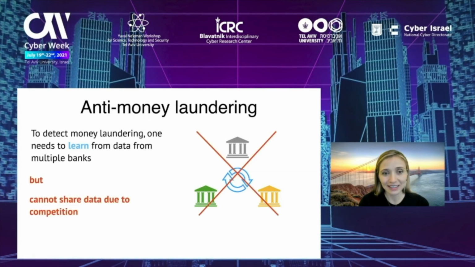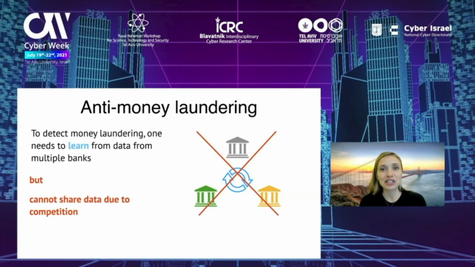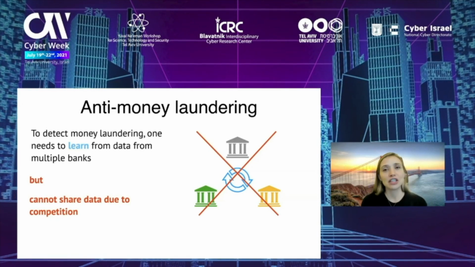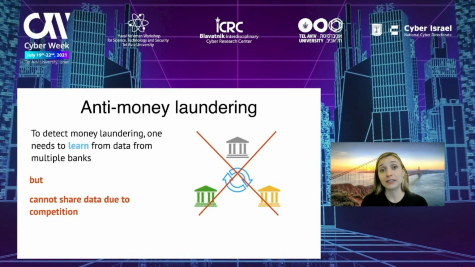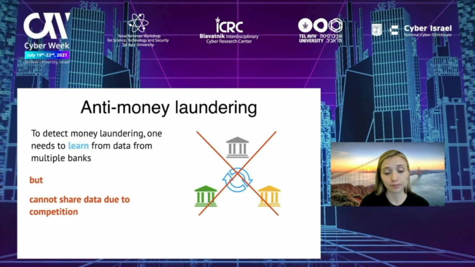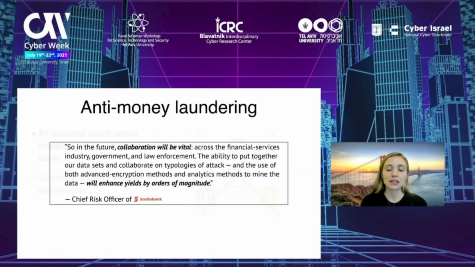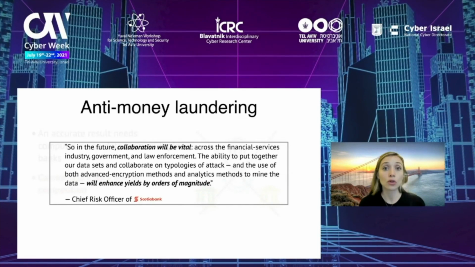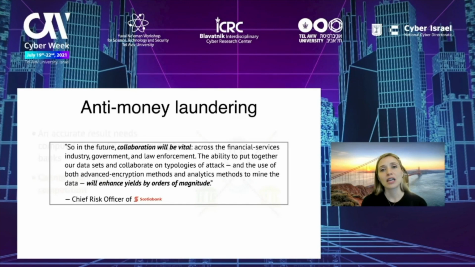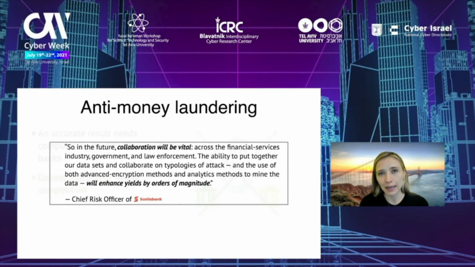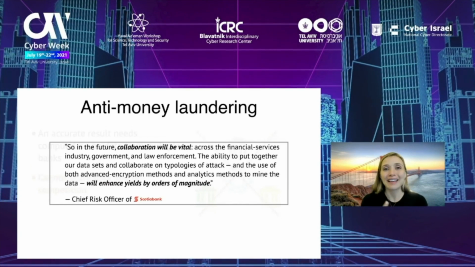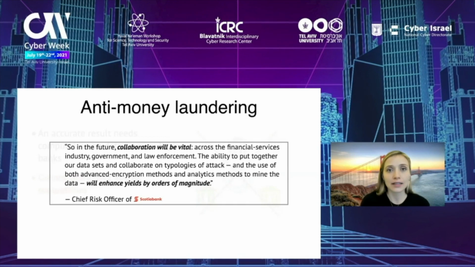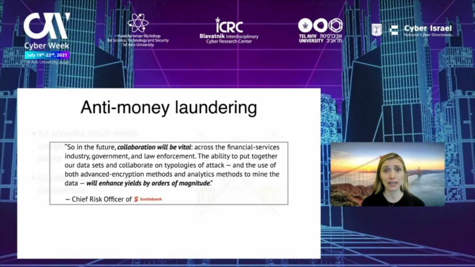However, the problem is that the banks are in competition, so they can't share data with each other, or there are privacy regulations and issues like that, which basically prevents them from putting their data together and finding these criminals. Now, this quote from the Chief Risk Officer of Scotiabank, and we're collaborating with Scotiabank on this use case, says that if they were able to put together their data and jointly perform money laundering detection, they would detect such criminals by orders of magnitude more efficiently. So they really need technology like that.